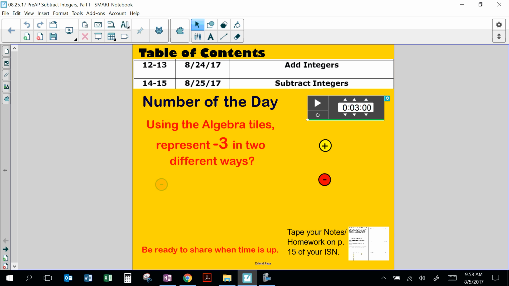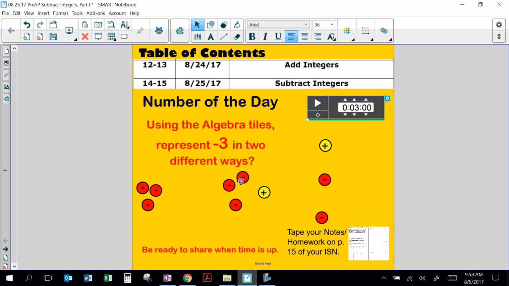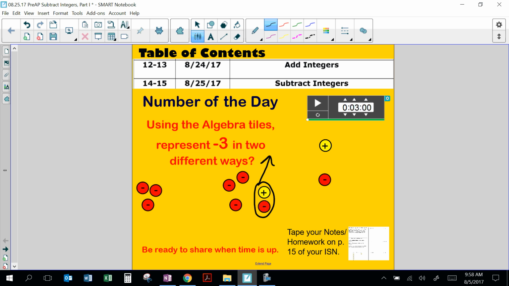So these are algebra tiles, -1, -2, -3. Another way, -1, -2, -3. No, that'll be -4. No, that would be, wait, these zero pair out, so that'd be -2. Zero pair, zero pair, zero pair. Wait, what are these? Zero pair out, so I'm left with -3. I'm done. There it is.